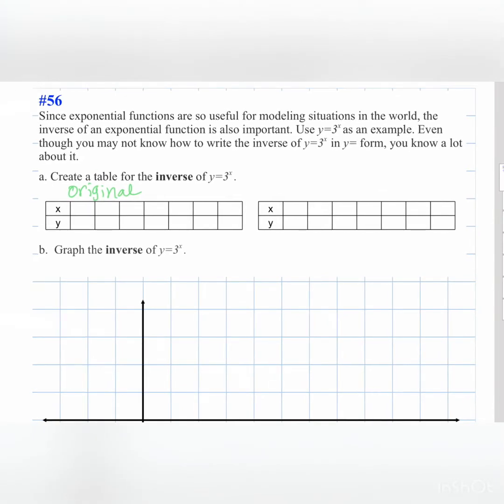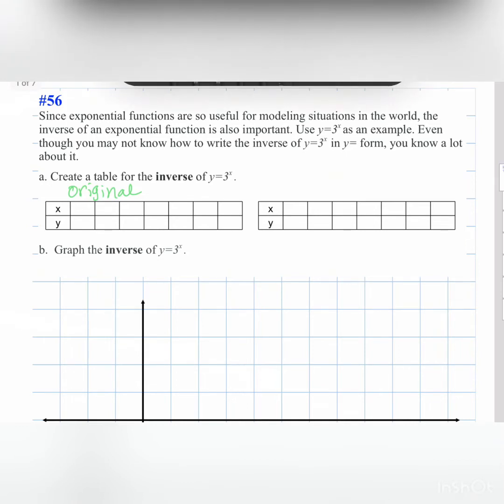Number 56, since exponential functions are so useful for modeling situations in the world, the inverse of an exponential function is also important. We're going to use y equals 3 to the x as an example, and even though we might not be able to write the inverse as a y equals equation, we still know a lot about it. So before I create a table of the inverse, I like to make a table of the original, always making sure I do some negatives and some positives.